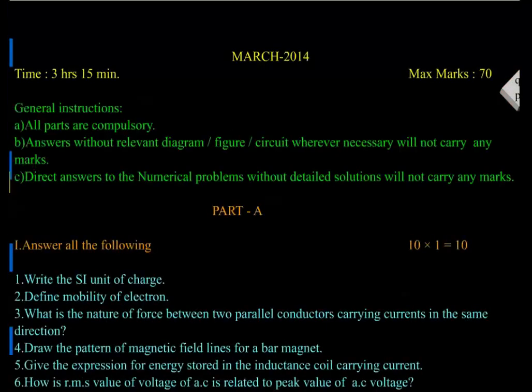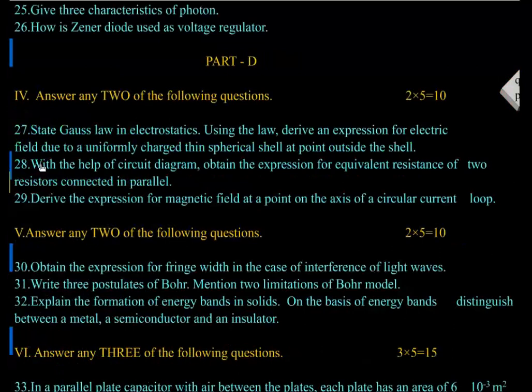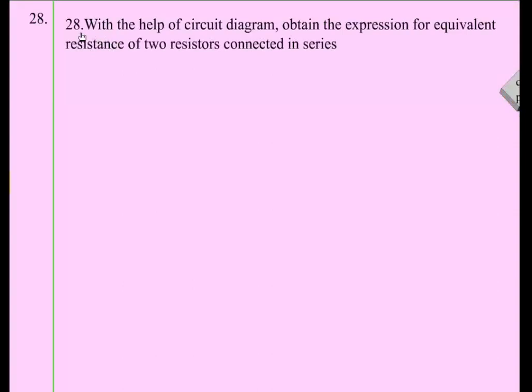The question 28 is, with the help of circuit diagram obtain an expression for equivalent resistance of two resistors connected in parallel. Look here. So 28, with the help of the circuit diagram obtain the expression for equivalent resistance of two resistors connected in series. Of course it is parallel. By mistake I have taken series. If I do this thing, I get no mark. And one more thing, we don't have to write this question again on the answer paper. It is enough to write the question number.